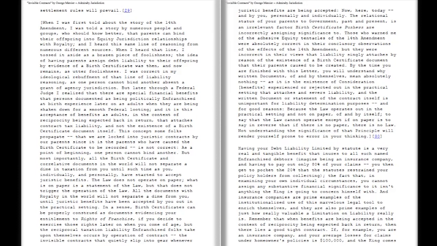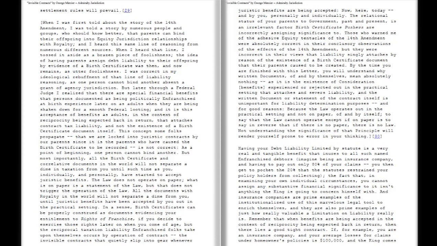But later, through a federal judge, I realized that there are special financial benefits that persons documented as being politically enfranchised at birth experience later on as adults when they are being shaken down for a smooth federal looting, and it is this acceptance of benefits as adults, in the context of reciprocity being expected back in return, that attaches contract tax liability, and not the existence of a birth certificate document itself.